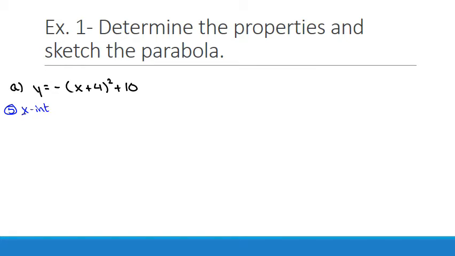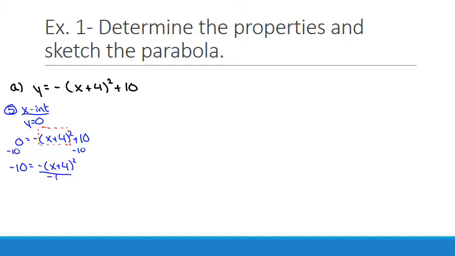X-intercept. Remember for the x-intercept, y equals 0. Then I get 0 equals negative (x plus 4) squared plus 10. All right, so really it's something squared, so I want to get it by itself. I'm going to subtract my 10 first. Subtract the 10. So negative 10 equals negative (x plus 4) squared.